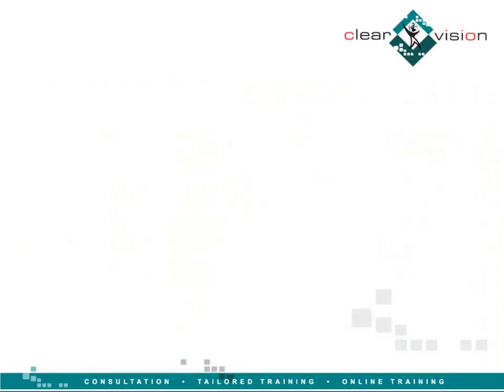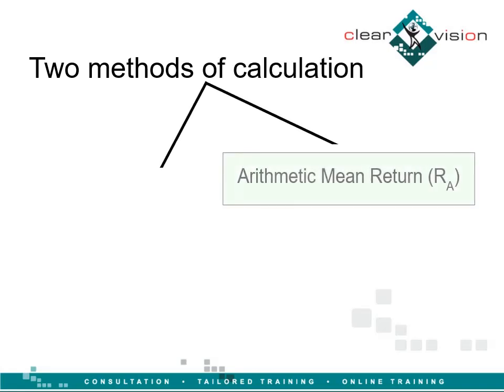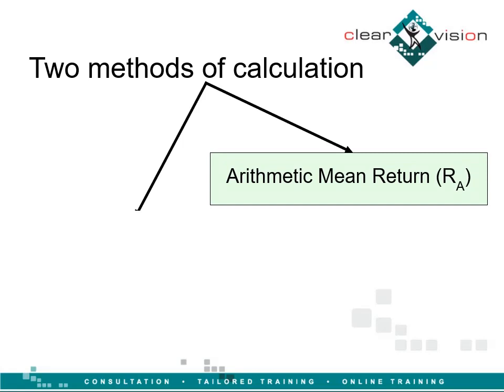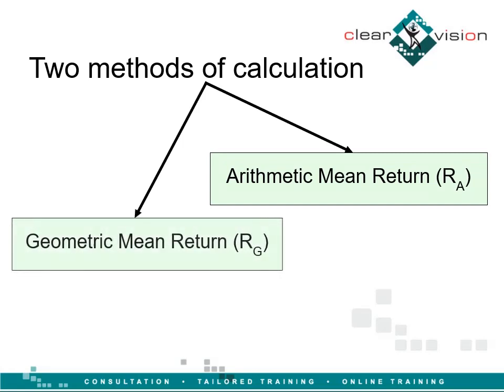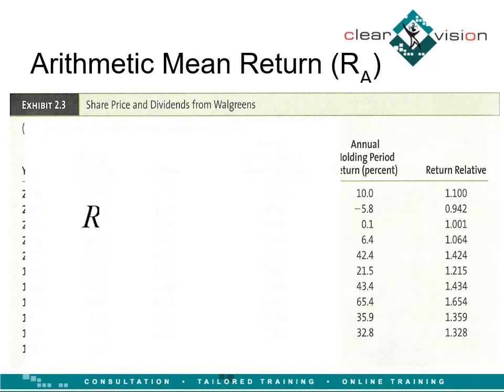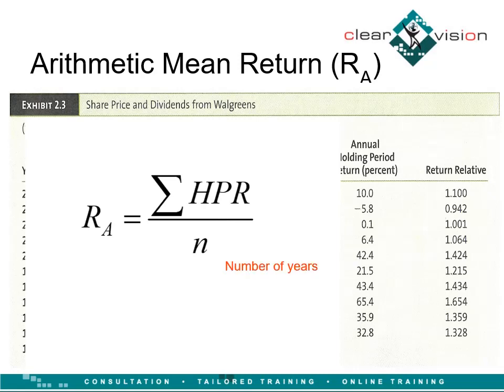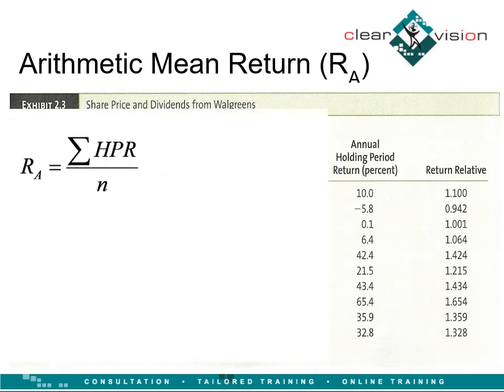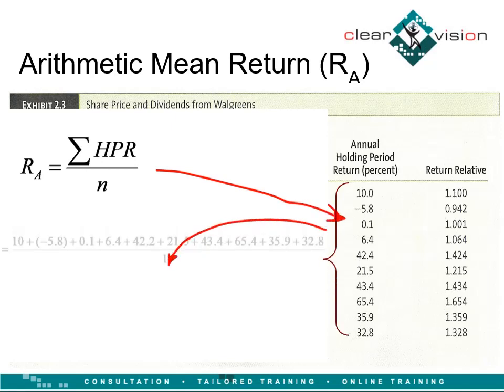We can calculate the historical rate of return by two methods. First, by arithmetic mean return. Second, by geometric mean return. Arithmetic mean return can be calculated with this equation, where arithmetic mean equals the sum of the holding period returns divided by n, which is the number of years. To apply the equation, we will get all of the holding period returns, add them together, and divide by the number of years, which is 10.